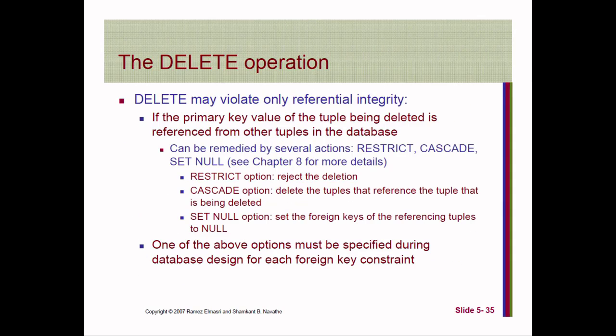So these are three ways that the DBMS can use to handle a referential integrity violation. And one of these options must be specified during the database design. When you are creating the table using the create table command, you need to specify one of these options that will tell the DBMS how to handle a violation of referential integrity constraints.